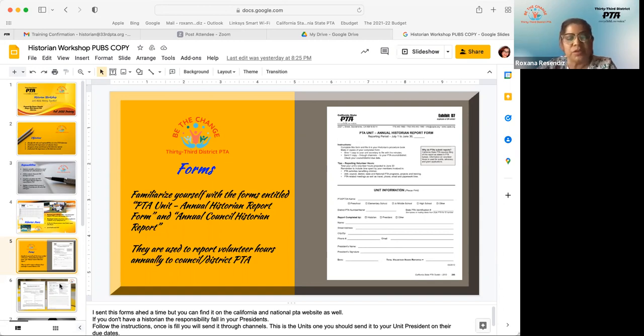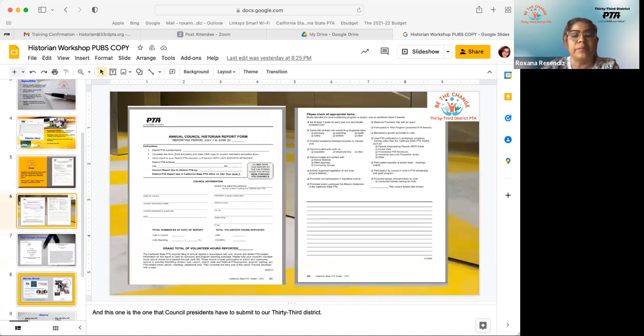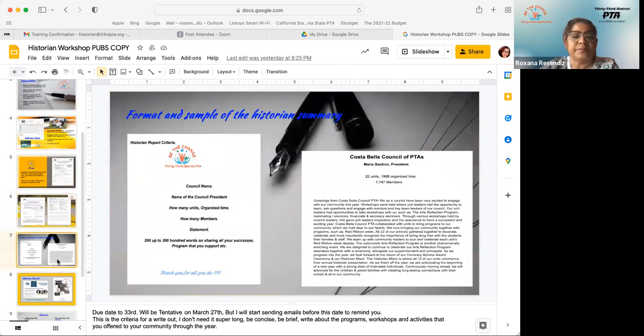Follow the instructions. Once it's filled out, you will send it through channels. This one is the unit's, so you should send this one to the unit president by their due dates. And this one is the one that council has to submit to our 33rd District. Again, fill out the form and just send it through the channels.